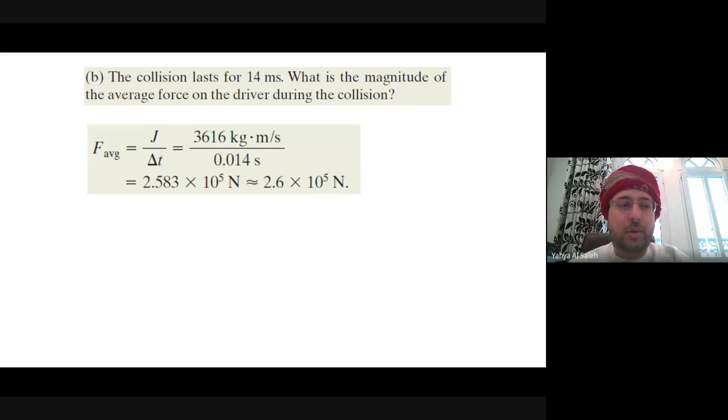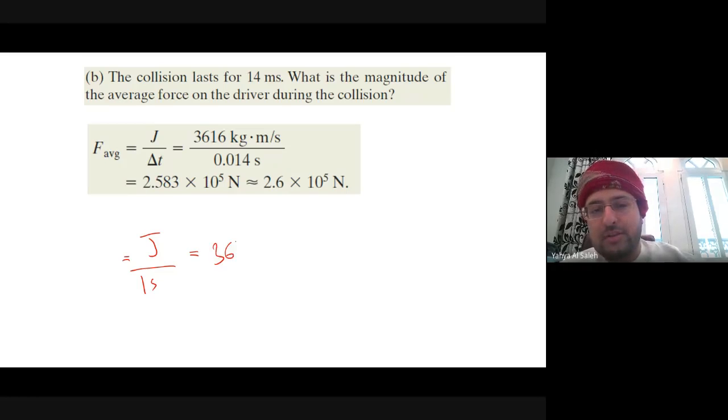Now, here's a question. If we do the exact same thing, but we change the delta t from 14 milliseconds to, let's say, 1 second. Just one. How much will it reduce it by? Well, it will just become 3616 newtons. There's a very big difference between 2.6 times 10 to the power 5 and 3616 newtons, right?